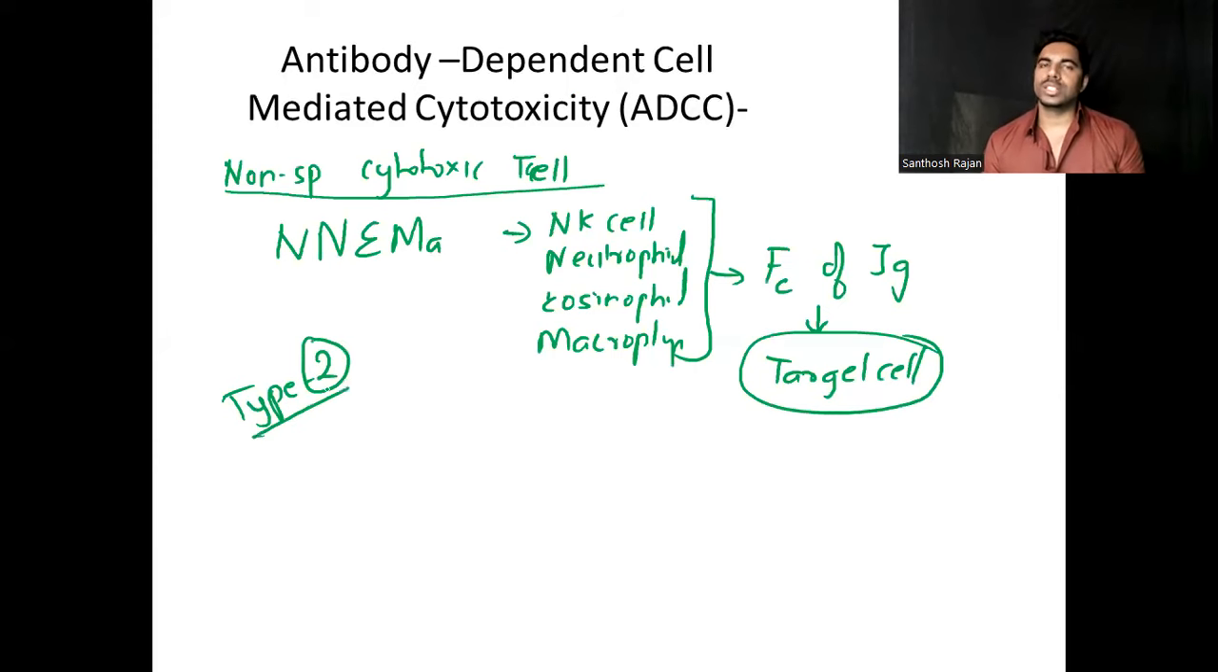Especially the two diseases, Graves and myasthenia gravis, will come here. We'll talk about type 2 hypersensitivity reaction. But remember the cells involved: natural killer, neutrophil, basophil, eosinophil. These are the non-specific cells. The shortcut is NEMA. NEMA is antibody dependent cell mediated. So they depend on antibody and then they do the target lysis.